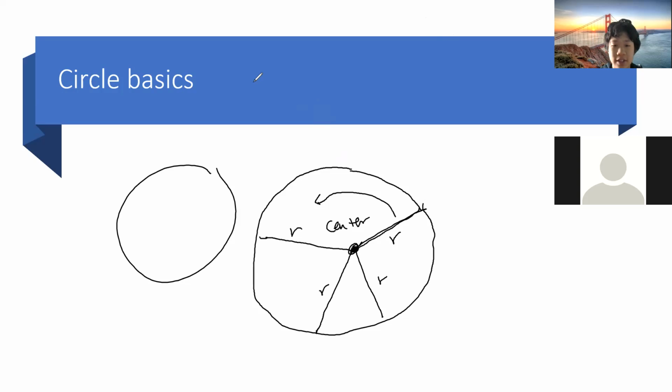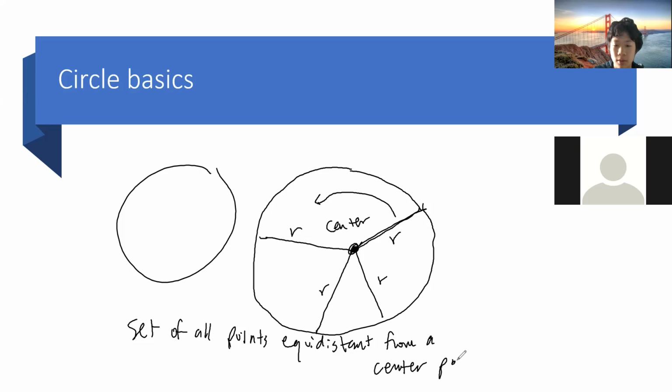The definition of a circle is that it is the set of all points equidistant from a center point. That's basically what it is. We have all these points that are the same exact distance away from the center. So that's basically a circle.